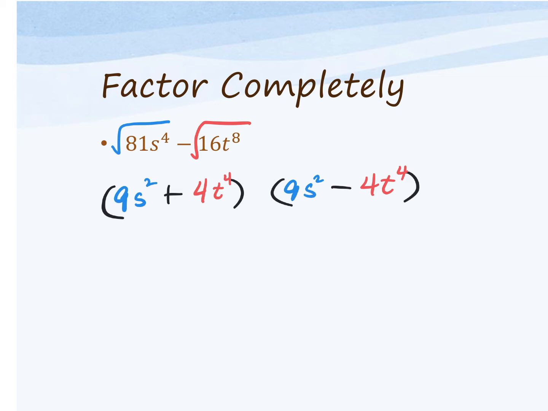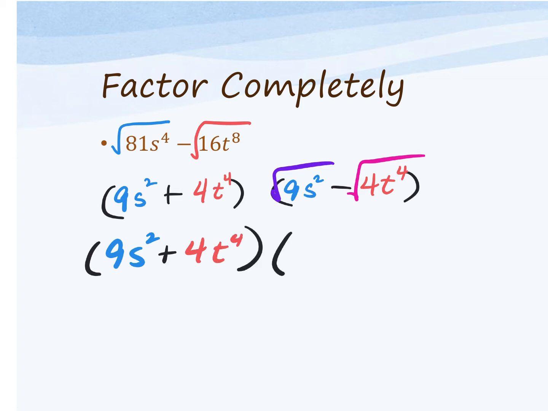So again, I'm going to square root the 9s squared. I'm going to square root the 4t to the fourth, and then that'll create two new binomials. So the first one I'm just rewriting because I can't factor it any further. And the second one, the square root of 9s squared is 3s. And again, it's going to create two binomials, one with a plus, one with a minus. And then 3s goes here. And then the square root of 4t to the fourth is 2t squared. And now I'm finally finished.